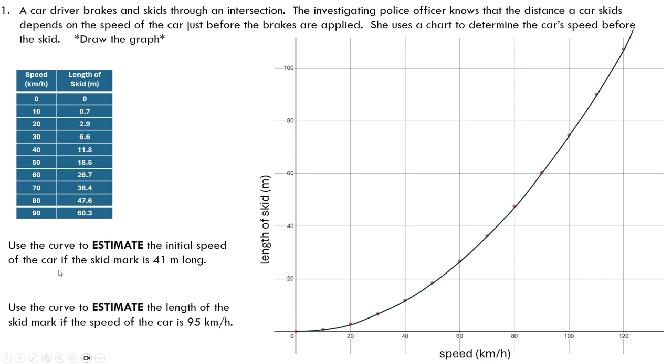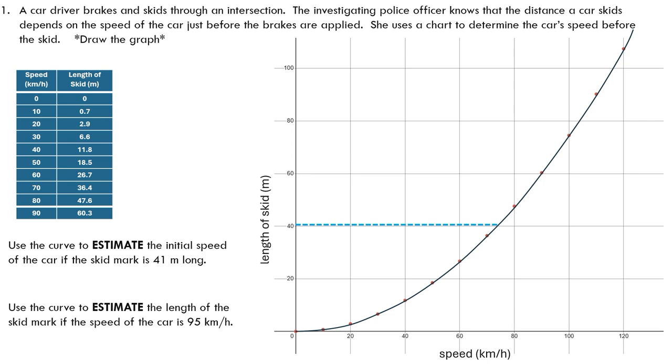So the first question we're asked is, use the curve to estimate the initial speed of the car if the skid is 41 meters long. So here is the length of the skid. So what we do is we go up until we find 41 meters on the y-axis, and we draw a line across here at the 41 meter mark until it reaches the parabola.